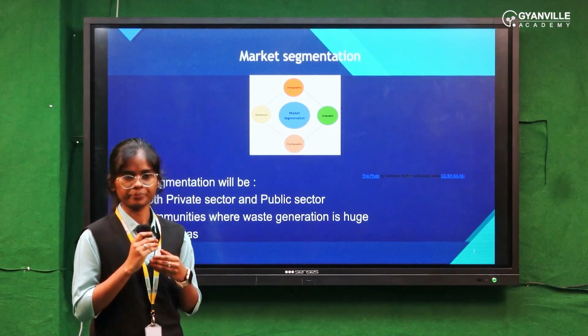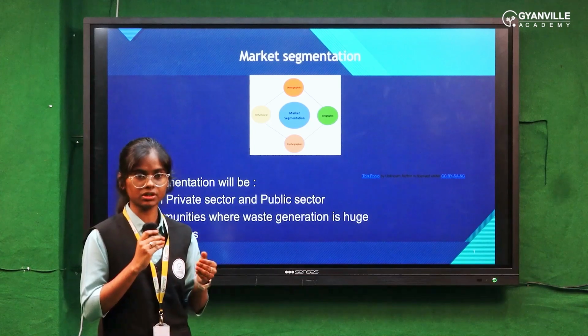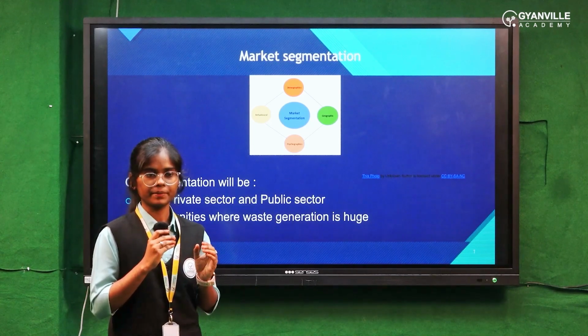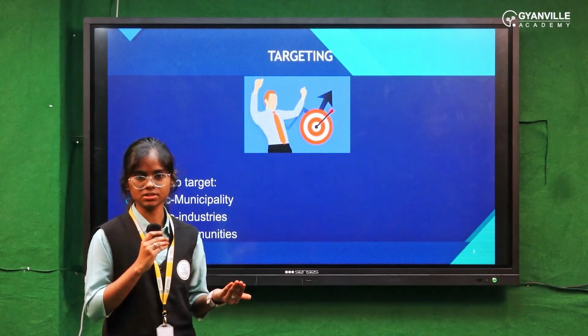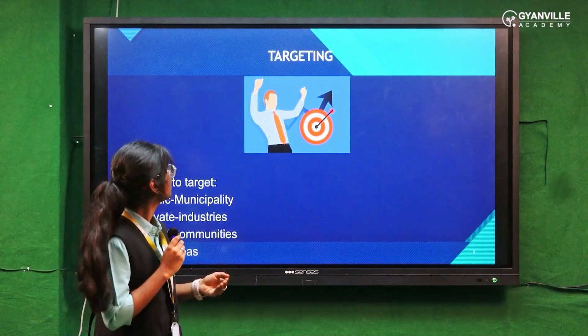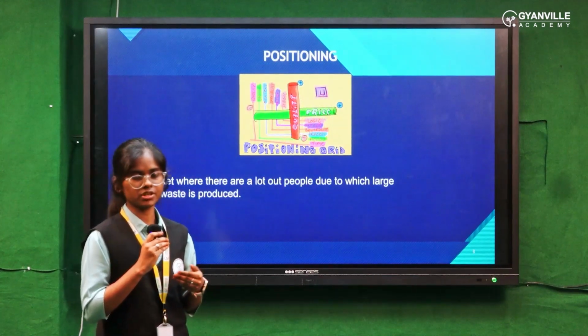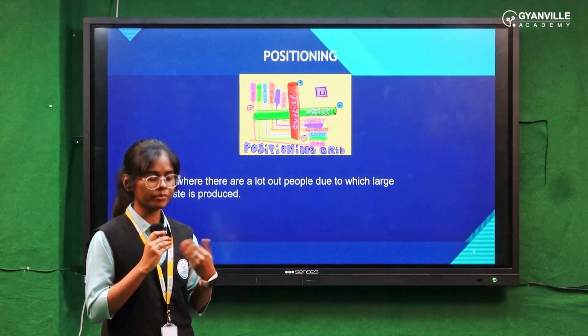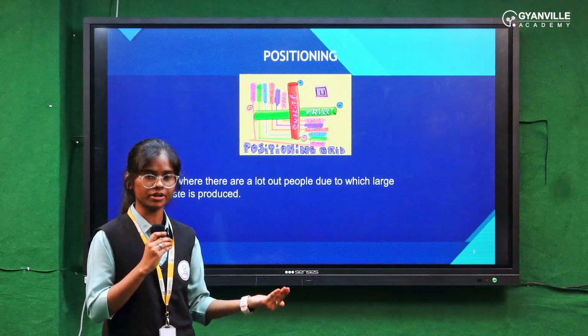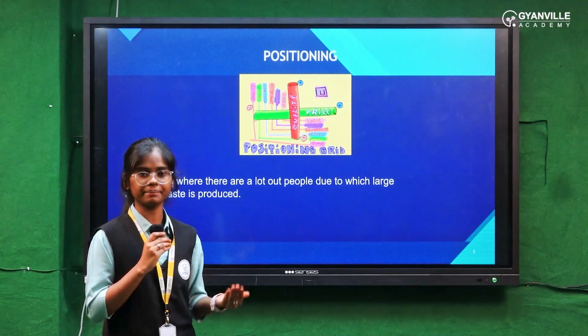Targeting: we identify the groups which can give us the best chances for our success. We mainly target public, private and communities. Next is positioning. In easy terms, positioning means placing our product in the right market so it can reach the right audience, like municipalities, apartments and communities.